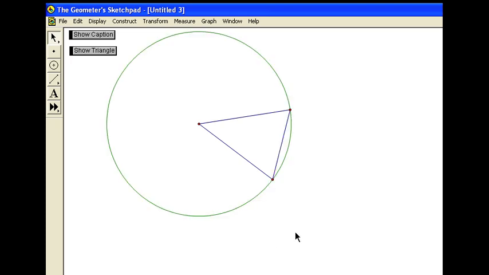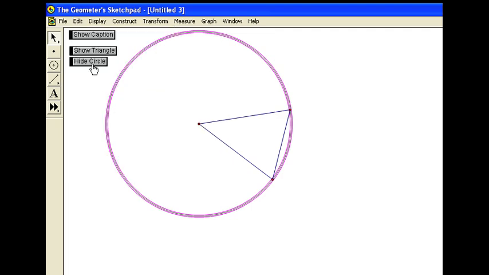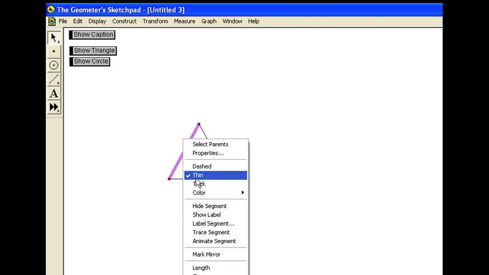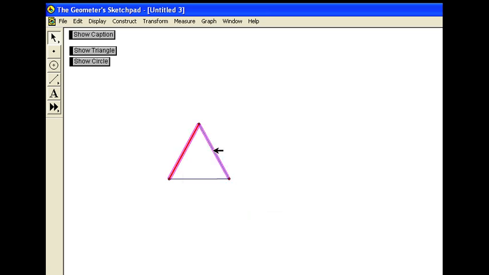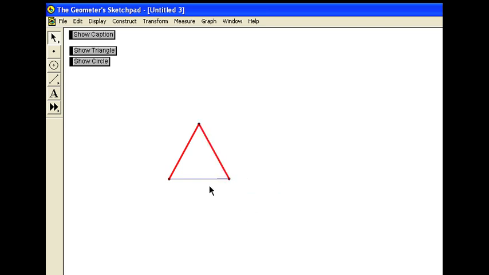This circle here, I can hide it by just going Edit, Action Buttons, Hide Show, and now I have a Hide Circle button that I can turn off. So now I have a triangle, and these two sides here are the radius, so I am going to go ahead and change the color of those just so that we'll make them thick, and we'll change their color. I'll change them to red, just so we can see more clearly that those two sides are a little bit different, because those are the radius of the circle.